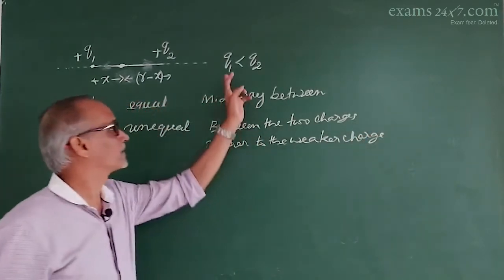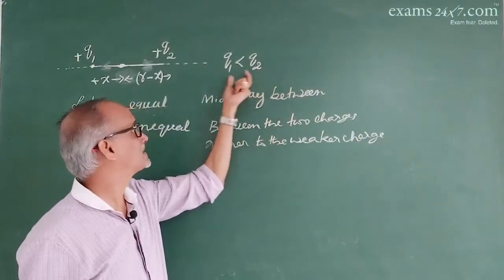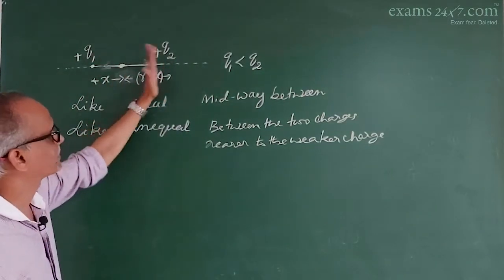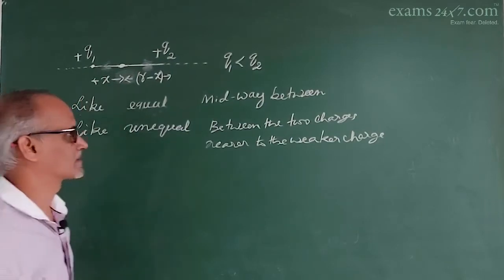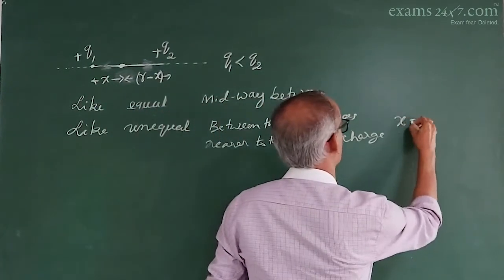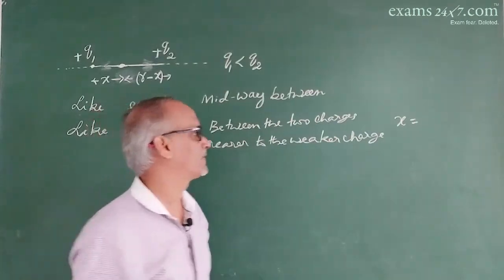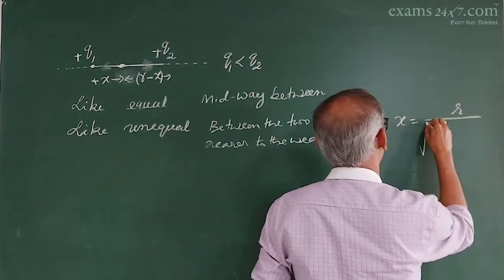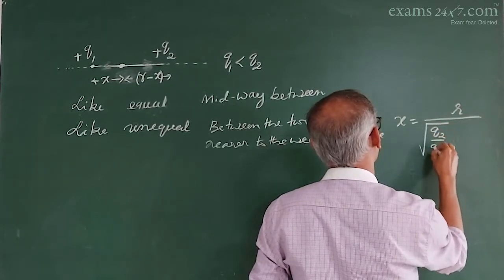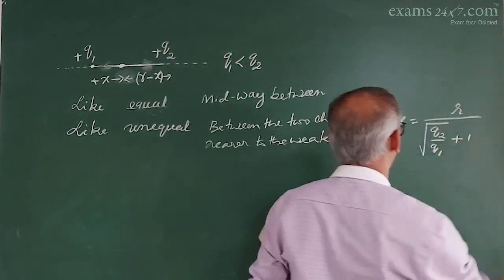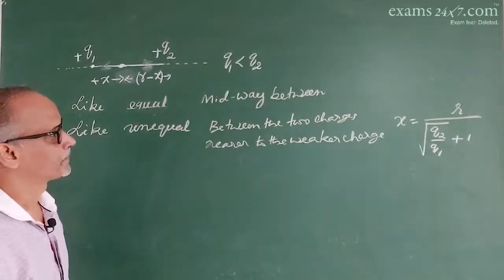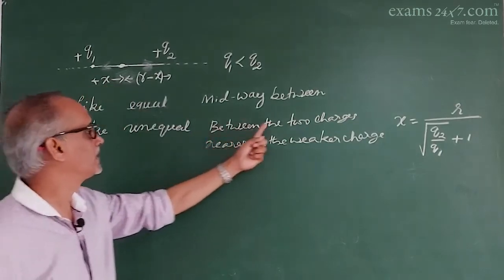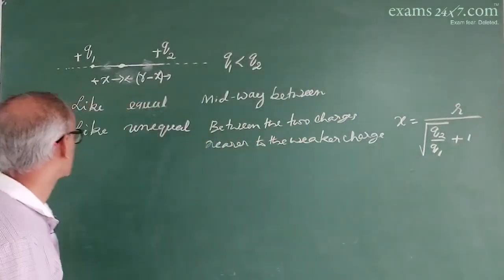As I've assumed that Q1 is lesser than Q2, that's why it lies nearer Q1. If Q2 is a weaker charge, then it lies nearer Q2. And we can find this value of x by equating the two fields. The value of x is equal to r by square root of Q2 by Q1 plus 1. So that is the shortcut formula used to find the position of the null point between the two charges, nearer to the weaker charge.